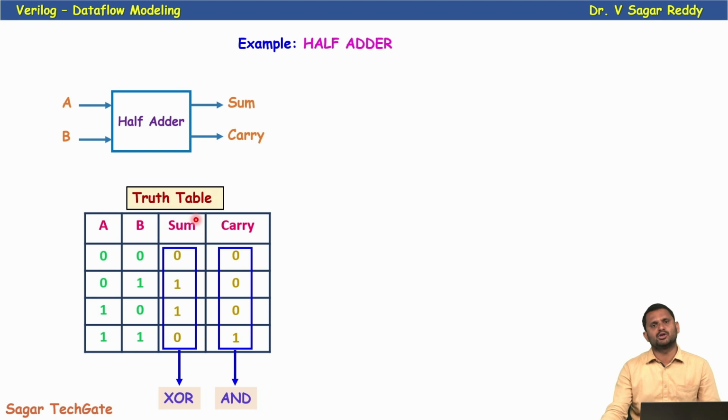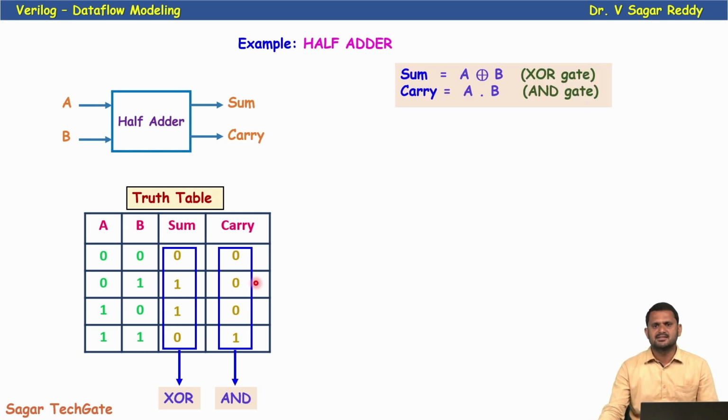If you observe this truth table, what is the sum? Directly, no need for a K-map here to simplify this simple truth table. So this is XOR. If you observe the carry column, this is an AND gate. So you know the relation. What is the relation between A, B and sum? Just a simple XOR relationship. What is the relation between A, B and carry? This is an AND relationship. Now see, sum is equal to A XOR B, so an XOR gate. Carry is equal to A AND B, an AND gate.